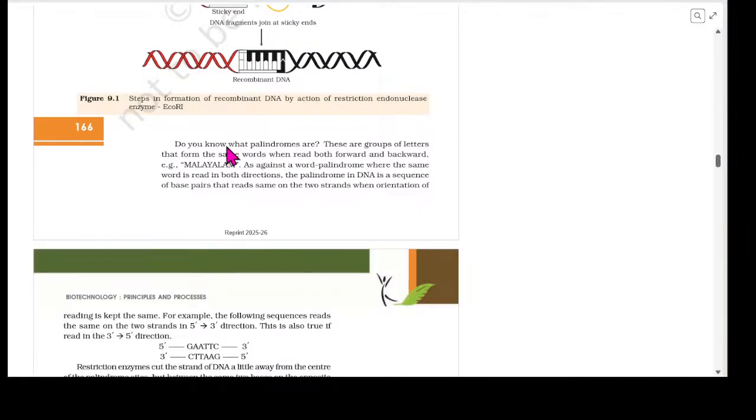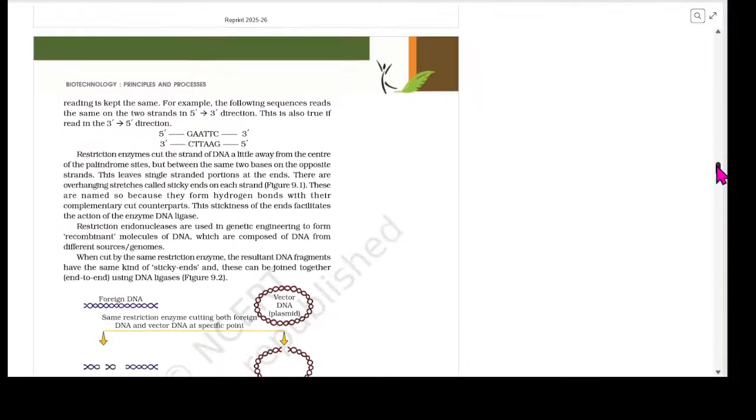Do you know what palindromes are? These are group of letters that form the same words when read both forward and backward. Example, Malayalam. As against the word palindrome, where the same word is read in both the directions, the palindrome in DNA is a sequence of base pairs that reads the same on the two strands when orientation of reading is kept the same. For example, the following sequence reads the same on the two strands in 5 to 3 prime direction.